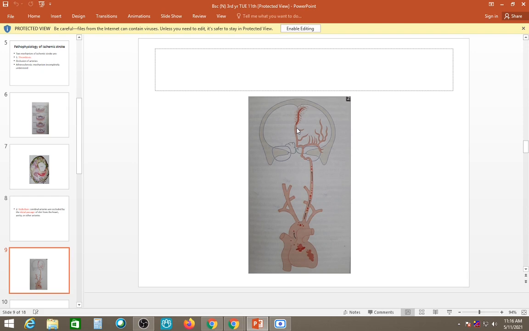And once it gets blocked, what will happen? The blood flow will not be there, glucose and oxygen will not be there, and the tissue dies. Once the tissue dies in this place, it causes infarction, leading to ischemic stroke. So in thrombosis, what happens? The artery inside the brain is getting blocked by the material that is deposited.